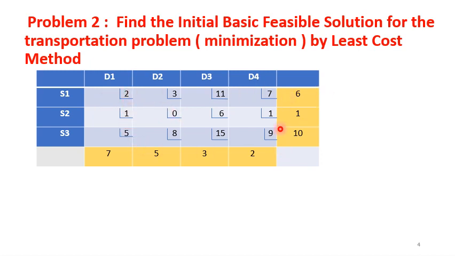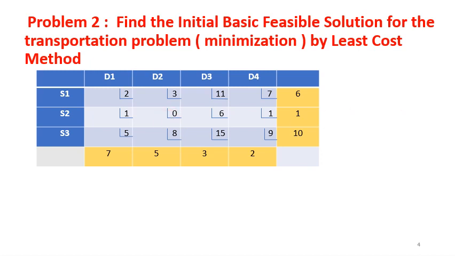In the northwest corner method, your first allocation was to S1D1 because it was at the northwest corner. Here you are not looking at any directions or any corner. The logic is to allocate first to that cell which has the least cost. So in this case the least cost is 0. So the first allocation will be to S2D2.